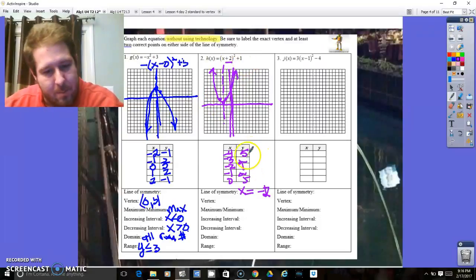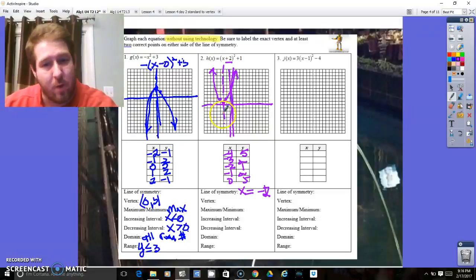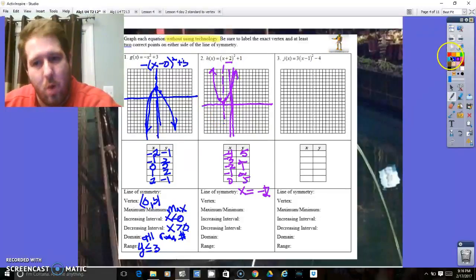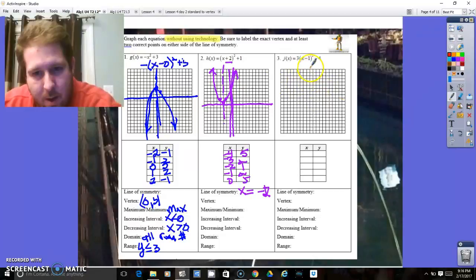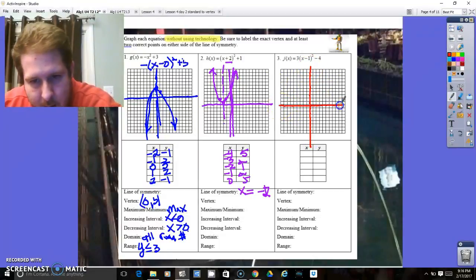The domain would be all real numbers again, and the range would be everything that's 1 or above. So y is greater than or equal to 1. All right, last example here. I'm going to try to do a little better job there.